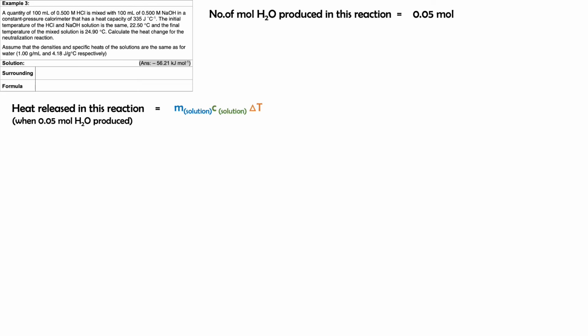This is for solution because you are given specific heat capacity. So we apply MC delta T plus. Since you are given heat capacity for the calorimeter, we are going to apply C delta T. Next, we have to find the mass of solution from the volume of the solution.